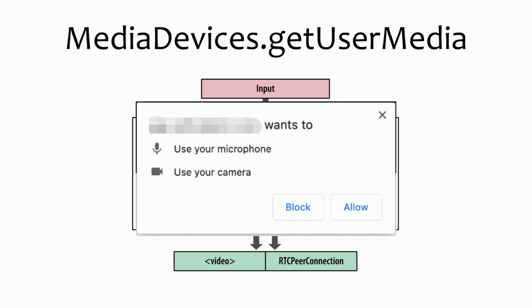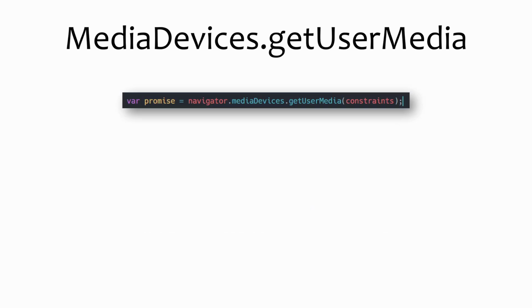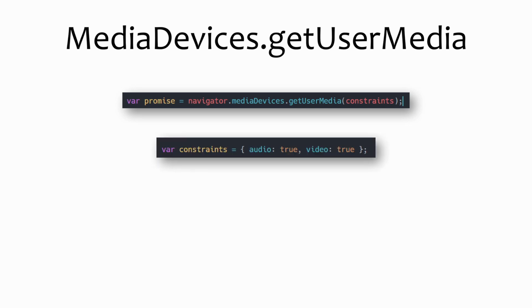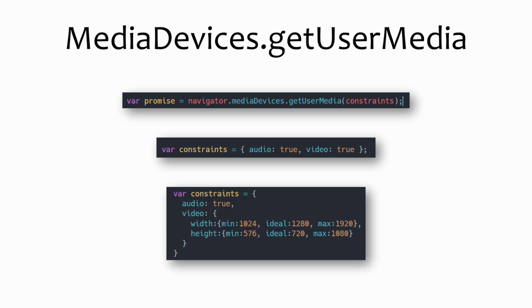In mediaDevices.getUserMedia, a parameter named constraints is important. The constraints parameter is an object with two members, video and audio, describing the media types requested. You can request audio and video without any specific requirements like this, or you can request with additional constraints like this.